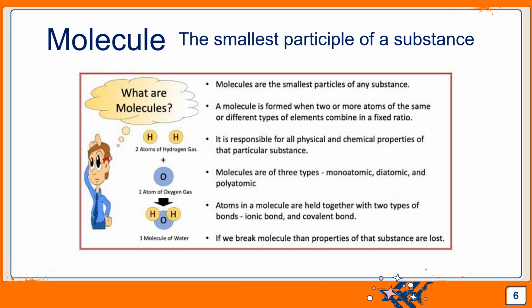What is a molecule? A molecule is the smallest particle of any substance. Did you know that if we break a molecule, the properties of that substance are lost? We're going to find out what that means in our experiment very soon.